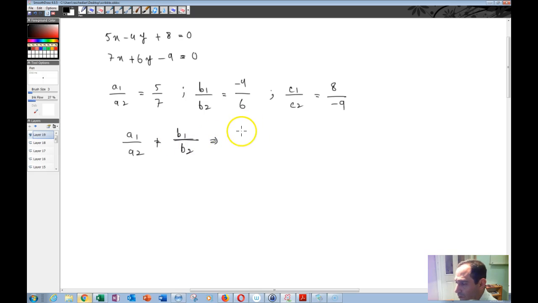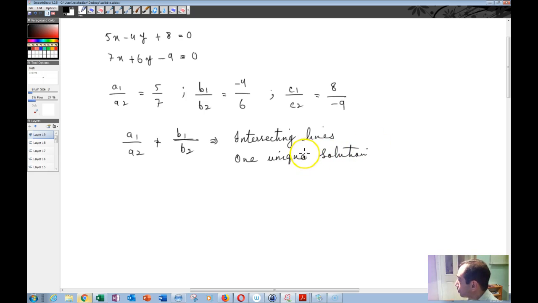So that means that you have intersecting lines, and you have one unique solution. Okay. And of course that means that the lines are not parallel or are not coincident. They're actually intersecting lines like this.